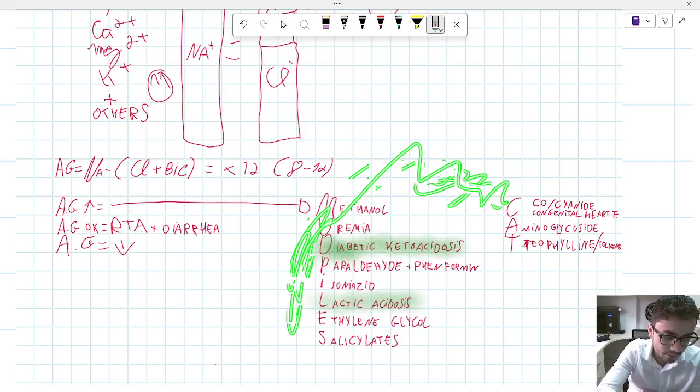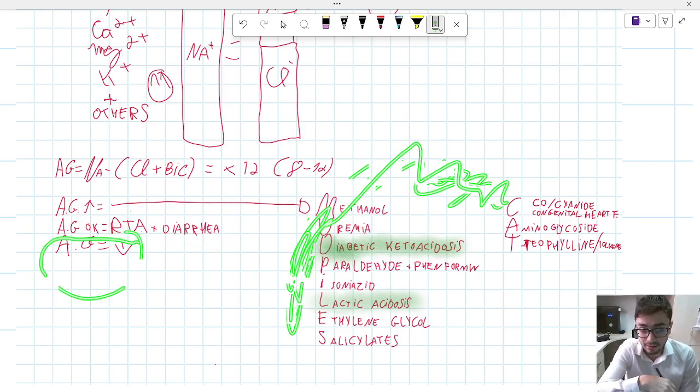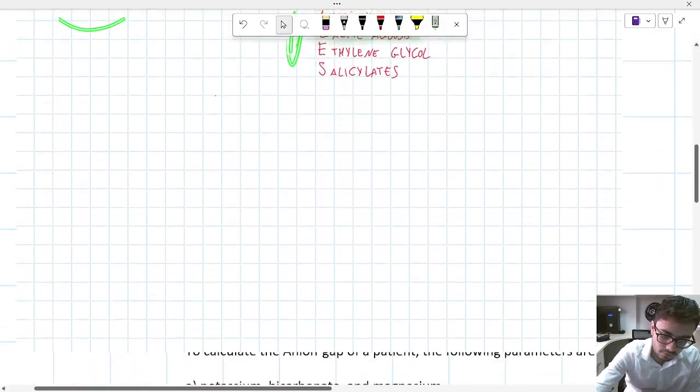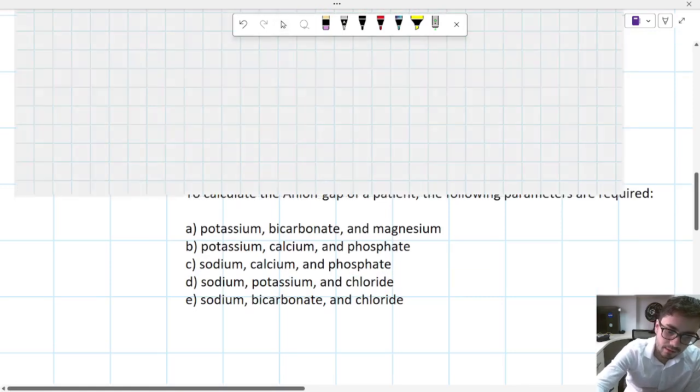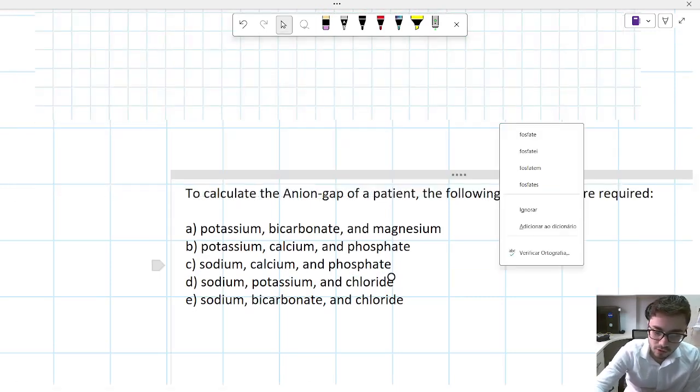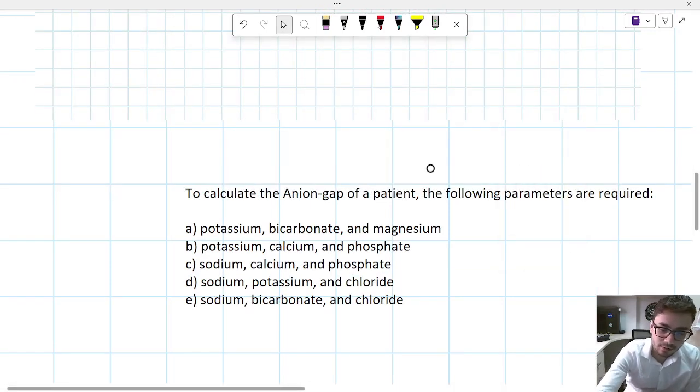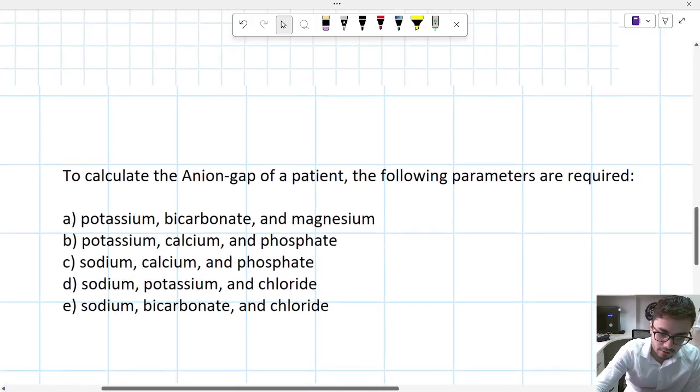We have some metabolic acidosis with a normal anion gap, like the renal tubular acidosis and the diarrhea. And we have some causes of negative anion gap that we'll leave for another class. So it's basically this that I had to explain for you. And now we're going to practice with some questions, okay?